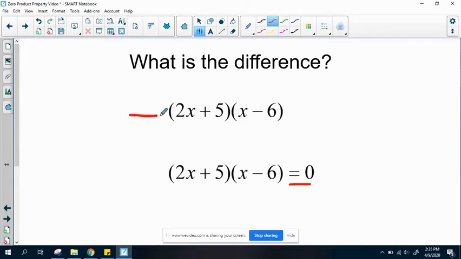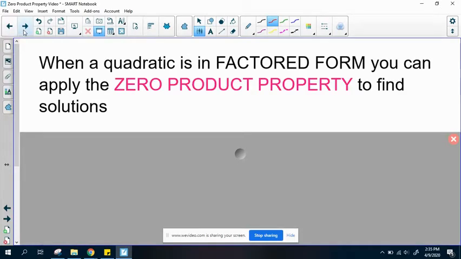So this top example is from the beginning of Unit 9, when in that situation, there's nothing to do other than to multiply. But in this situation, I'm actually not going to multiply because it's equal to 0. I want to figure out what I should put here and what I should put here so that if I were to multiply, I would get 0. And that is called the zero product property. So what that means is when a quadratic is in factored form, so it's already been factored for you, you can then apply the zero product property when you're trying to figure out the solutions.